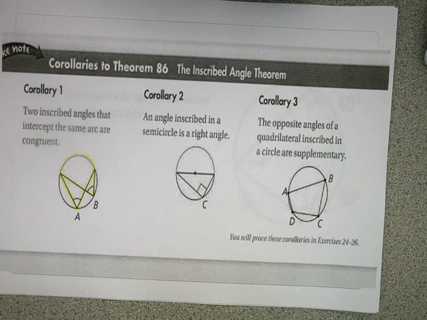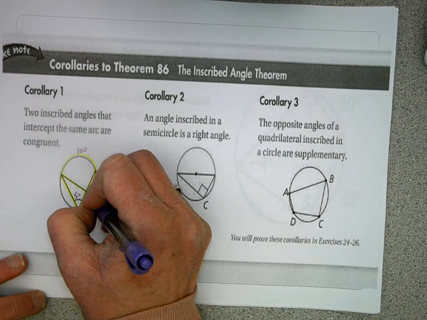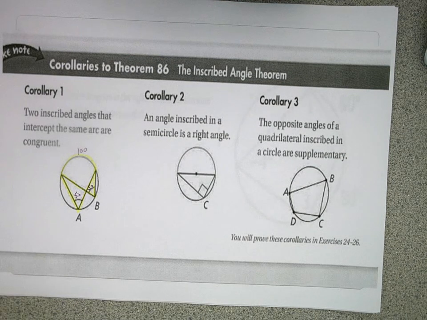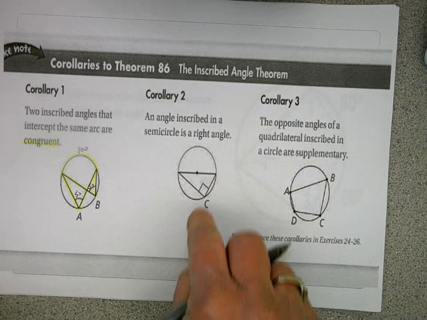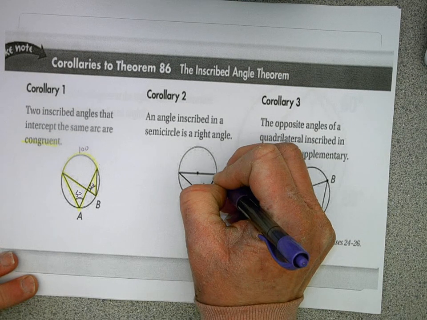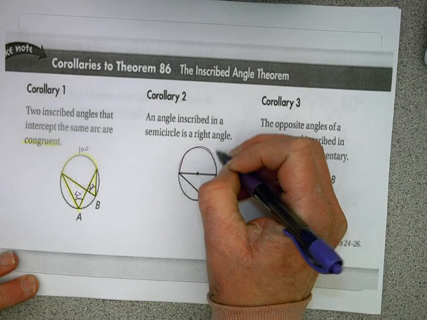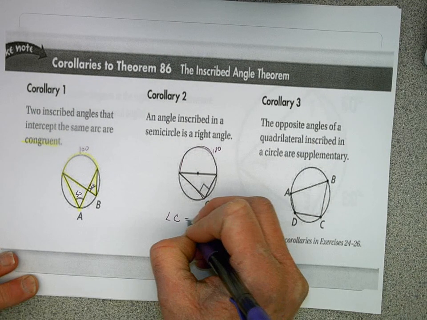So let's say this arc is 100. Well, that's half of 100, and that's half of 100. They have to be equal, so they have to be congruent. This is from number 2. Anytime your angle is inscribed and your arc is 180 degrees, or a semicircle, then that angle C has to be 90 degrees. It has to be a right angle.